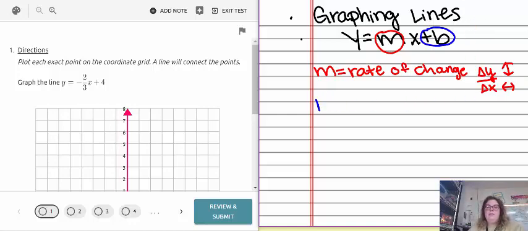Now, think about b. Remind yourself of what b equals. Look back in your notes. B is the y value when x is 0.